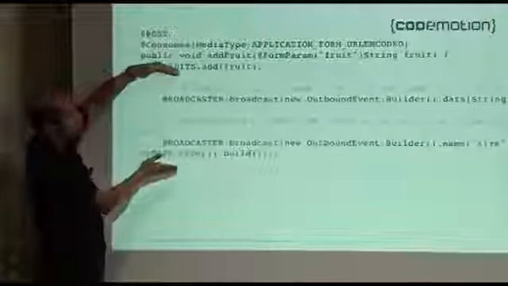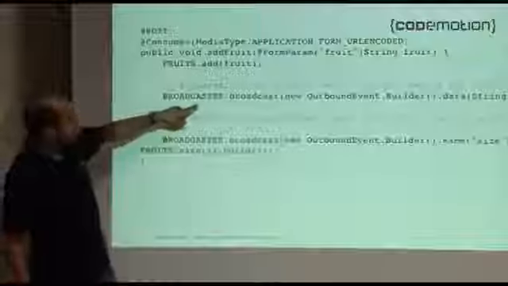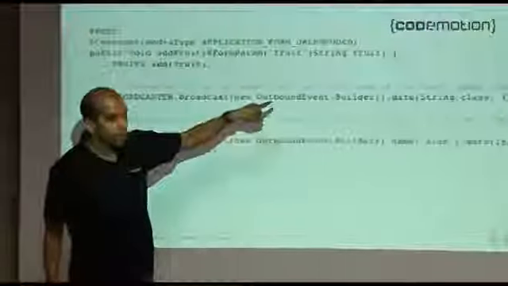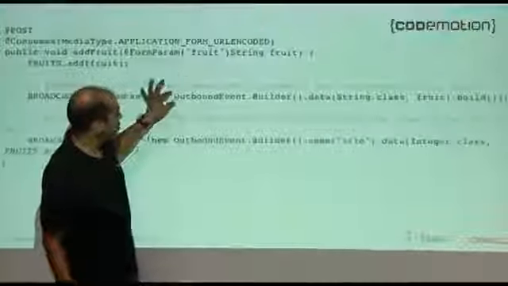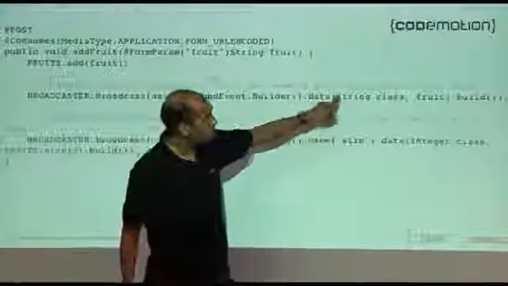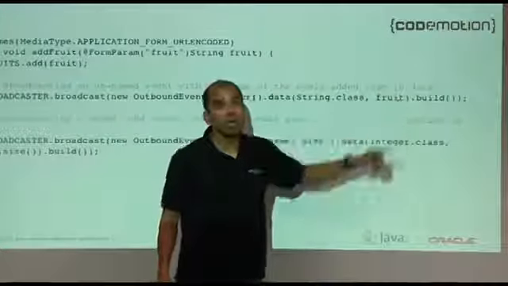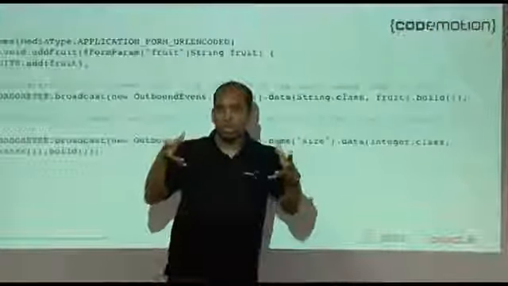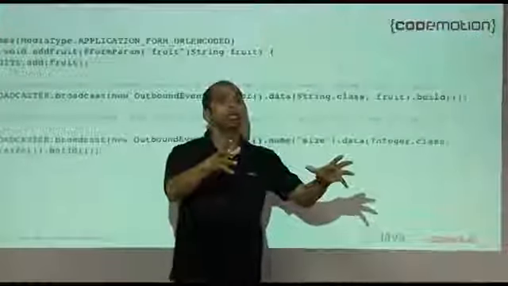Now this is where my server sent event comes in. In the server sent event here, I'm saying, broadcast a new event. And in this case, I'm saying, use the builder API. This is of the type string, and this is the value that I want to broadcast. That means fruit is the actual fruit that is being added. I'm broadcasting that as an event.